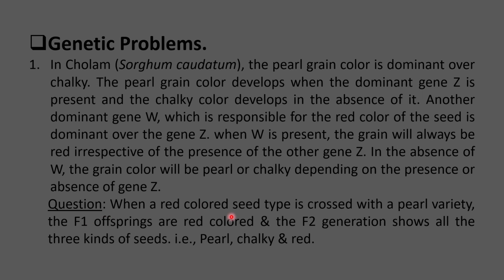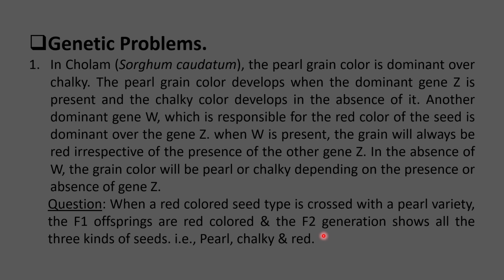When a red colored seed type is crossed with a pearl variety, the F1 offspring are red in color. They have given the F1 offspring, and they are also telling us that the F2 generation shows all three kinds of seeds, that is pearly, chalky, and red. All three varieties are produced in the F2 generation. So this is the question here. We'll have to put up the cross for this particular question.